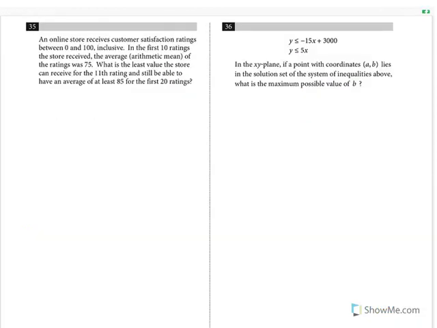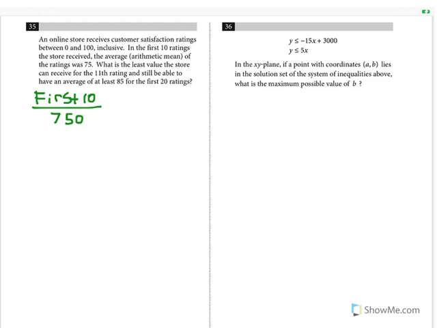An online store receives customer satisfaction ratings between 0 and 100 inclusive. In the first 10 ratings the store received, the average arithmetic mean of the ratings was 75. What is the least value the store can receive for the 11th rating and still be able to have an average of at least 85 for the first 20 ratings? Okay, let's break this down. All right, so in the first 10, the average was 75. So that means in the first 10, that total score had to be 750.